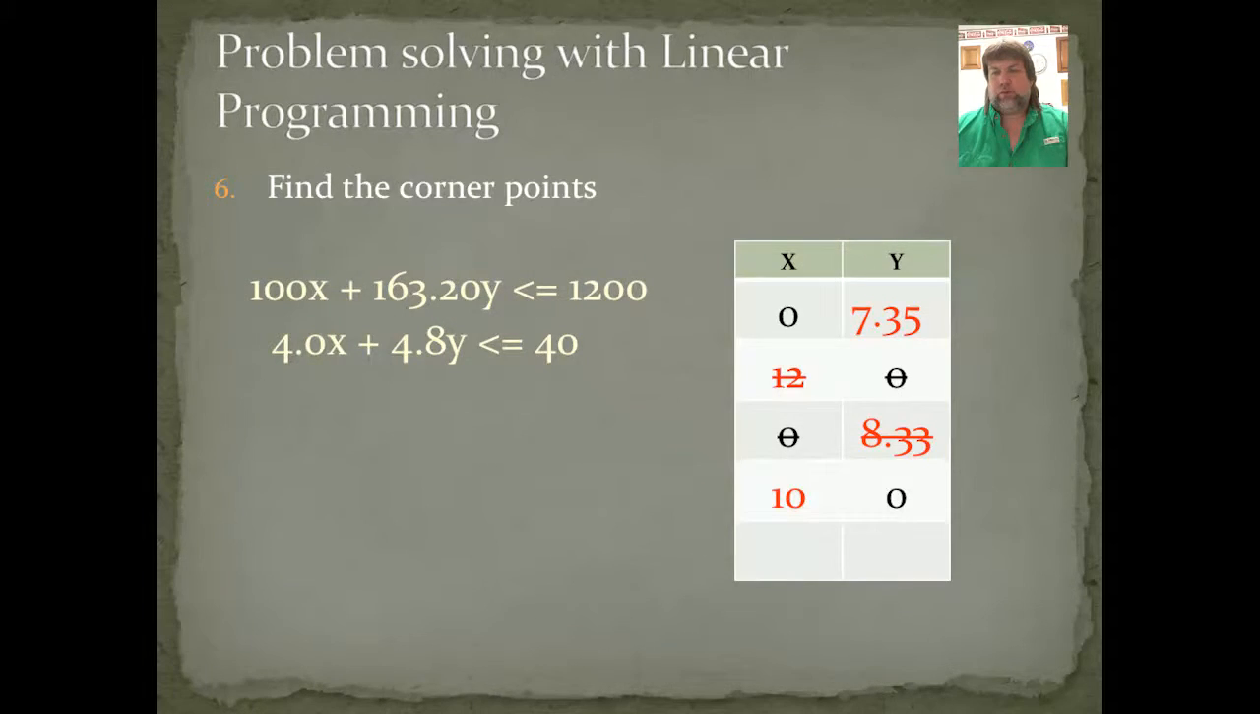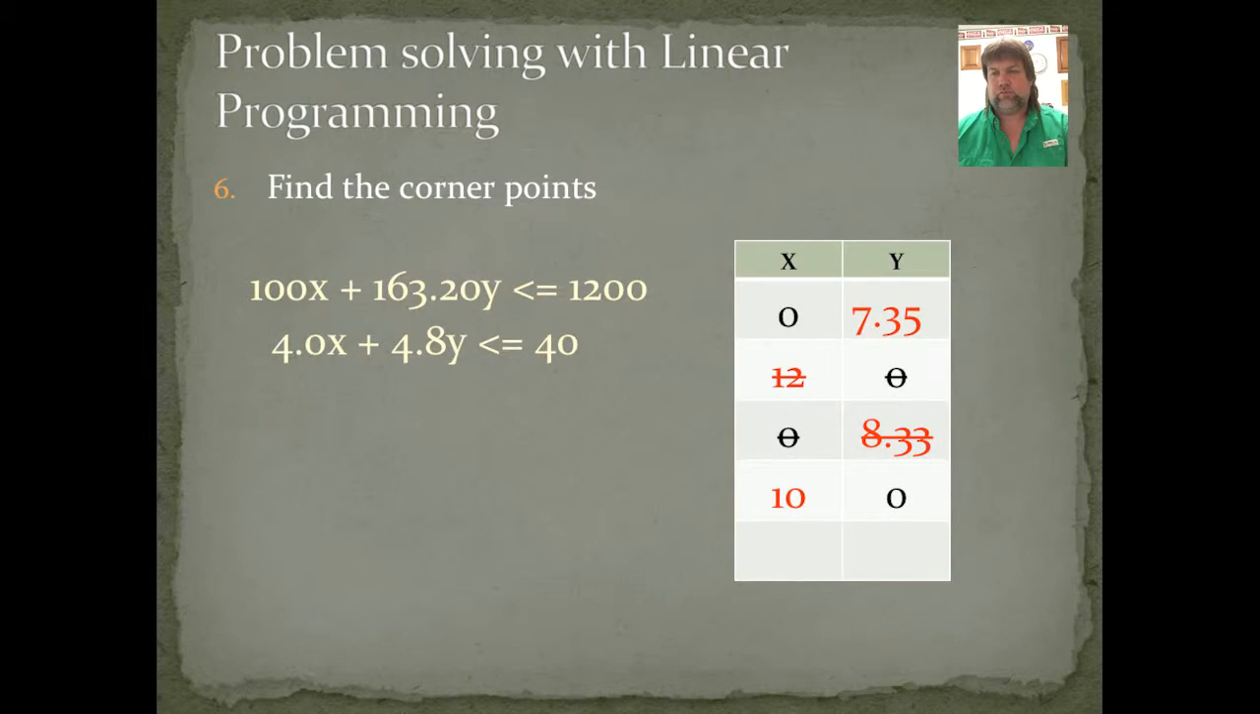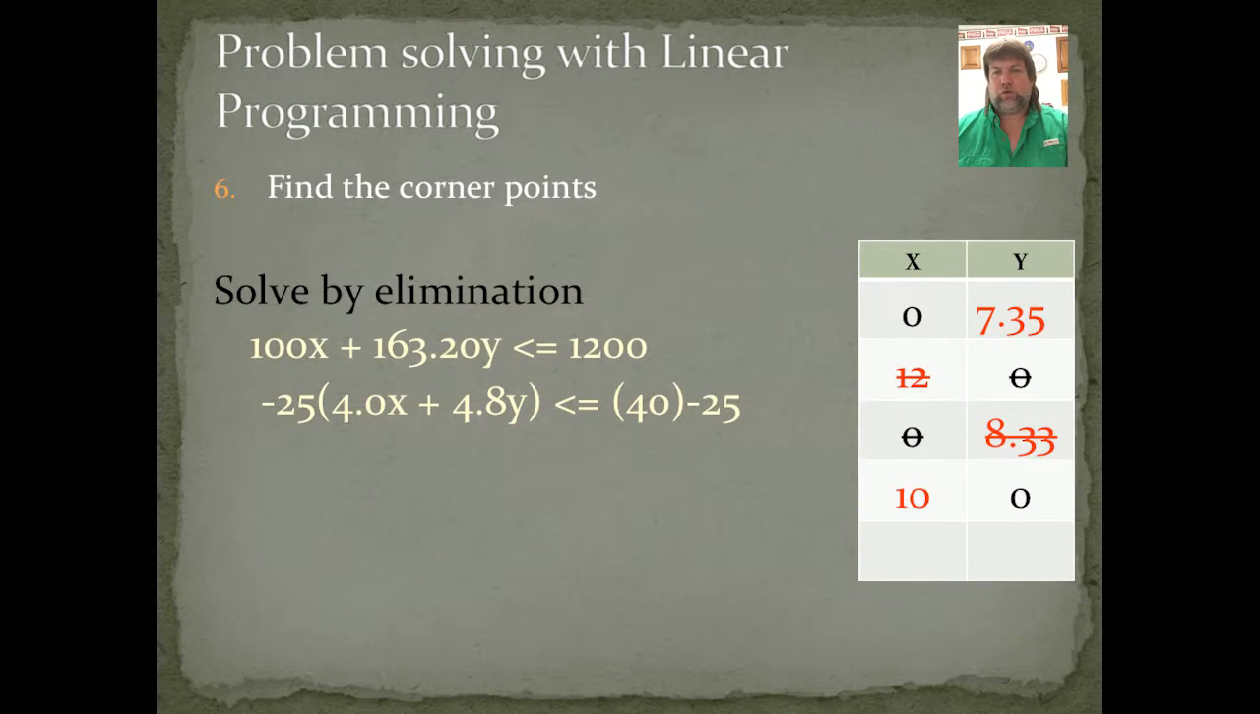So now we're going to find the other corner points, or find that this point right in here is what we need to find now. That'll be basically our last corner point that we're unsure of. And we're going to solve this by elimination.